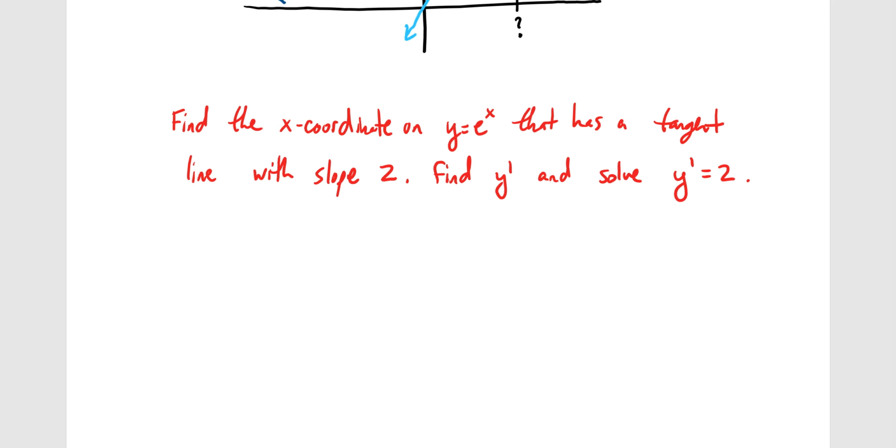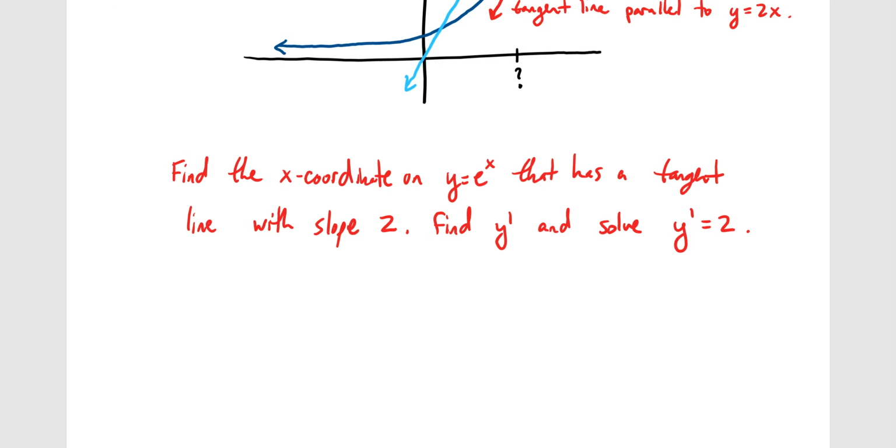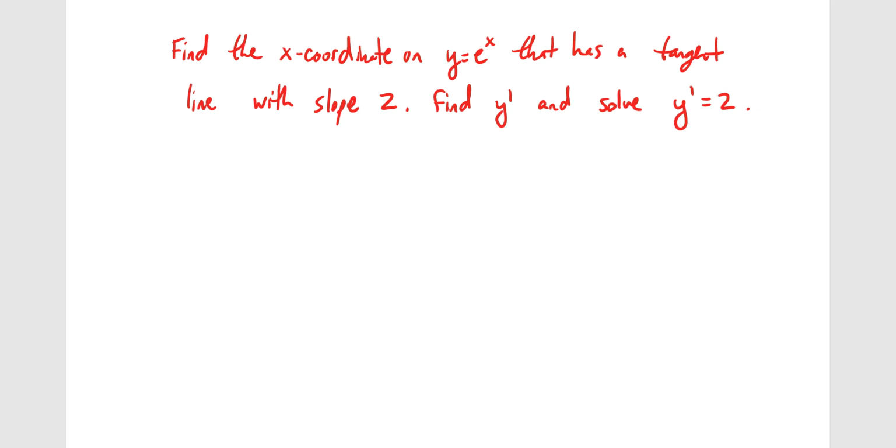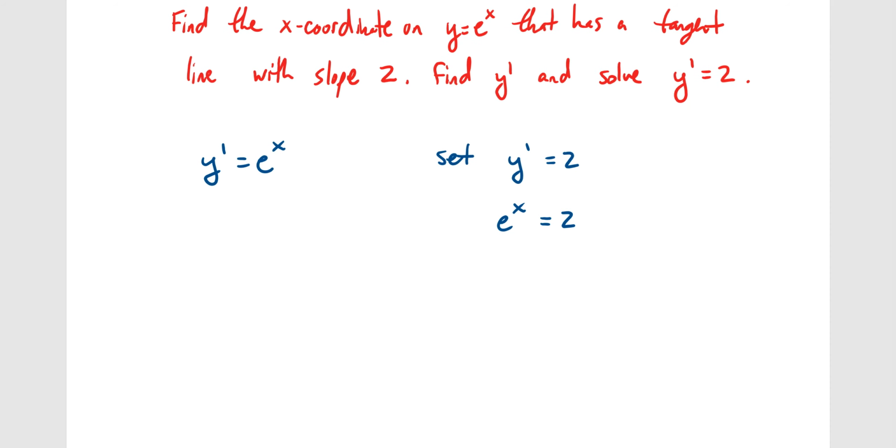So we have the function y equals e to the x. We know that the derivative of e to the x is itself. So now we're going to set y prime equal to 2. So e to the x equals 2. And then we say, okay, how do we solve for x here? We have to remember solving exponential equations. We would technically take the ln of both sides. That's x equals the ln of 2.